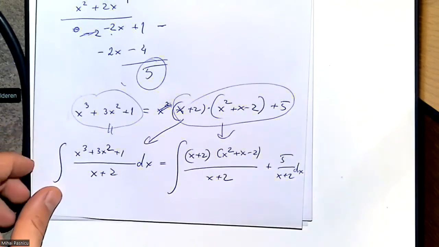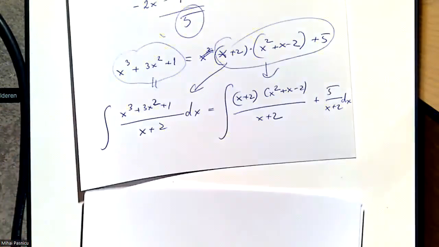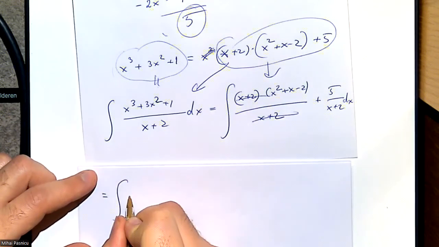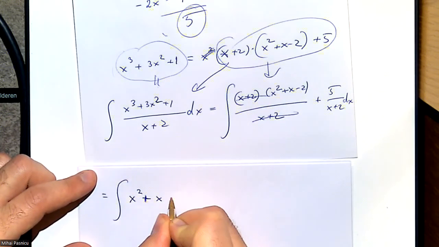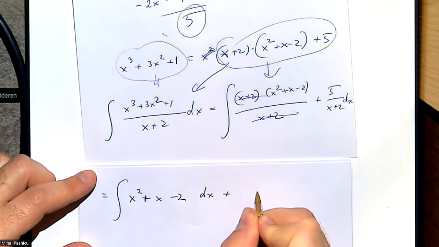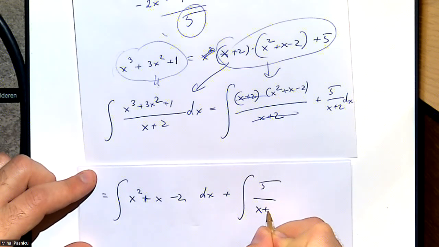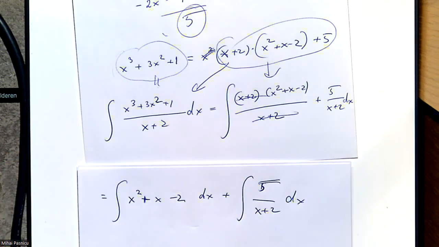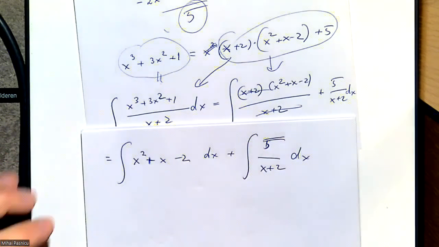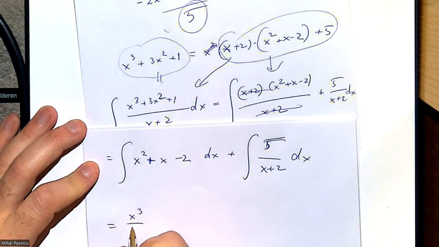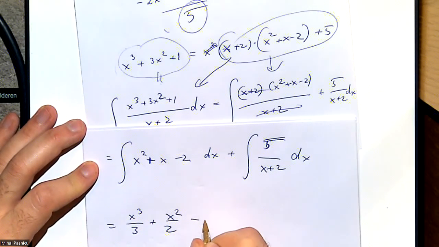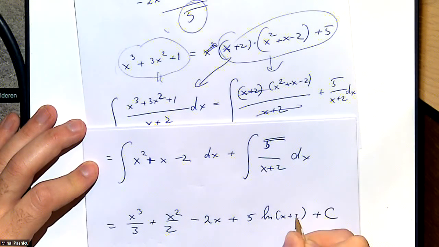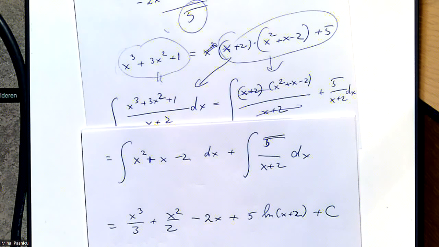Now, why is this writing really, really strong? Because this is equal to, I simplified this, integral x squared plus x minus 2 dx plus integral 5 over x plus 2 dx. And now you can see these ones look much, much nicer than everything else because this is just equal to x third over 3 plus x squared over 2 minus 2x plus 5 log of x plus 2 plus a constant.